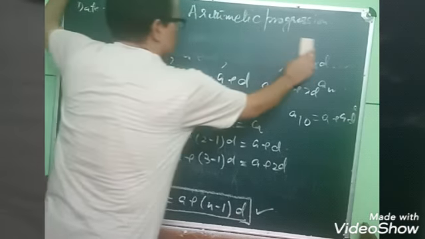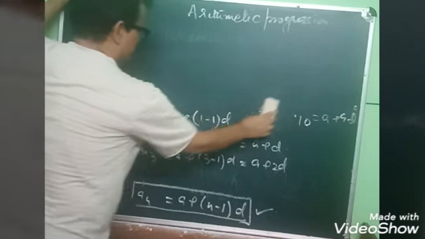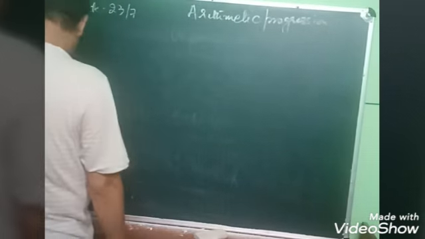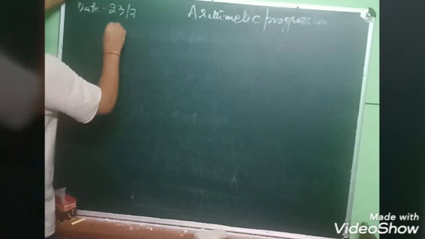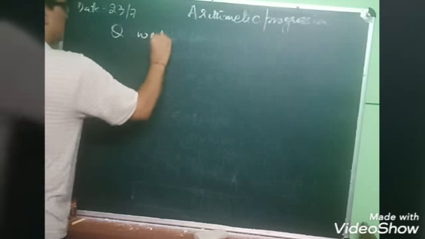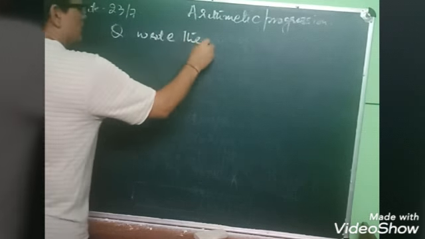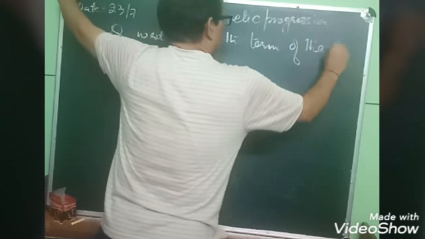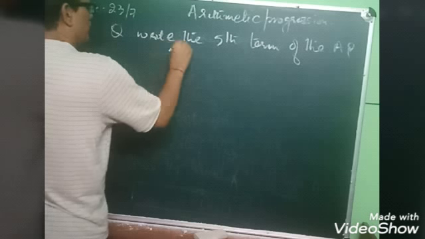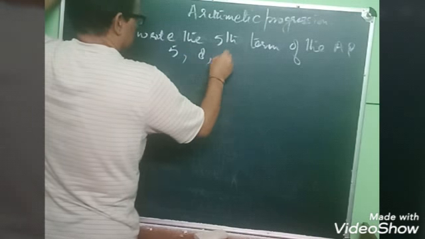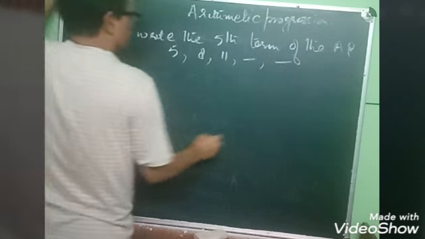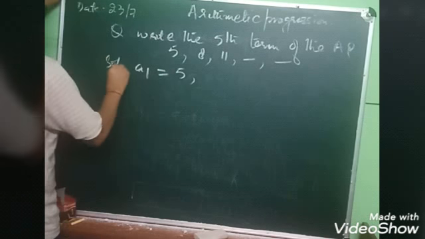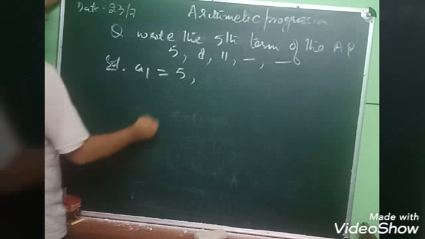Now the next question. Have a look. Write the fifth term of the AP 5, 8, 11, and so on. Solution: a1 is equal to 5.